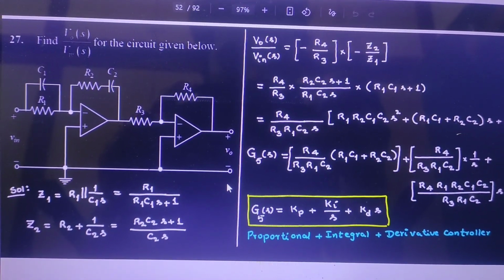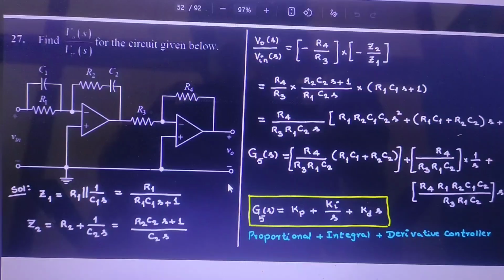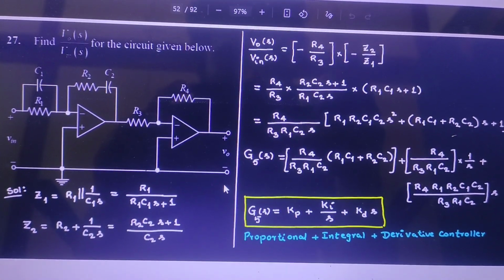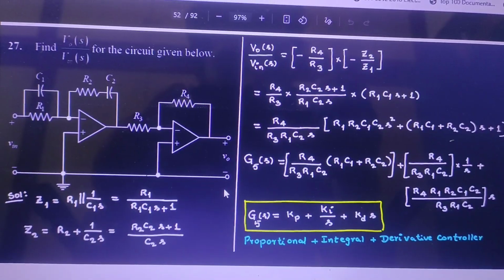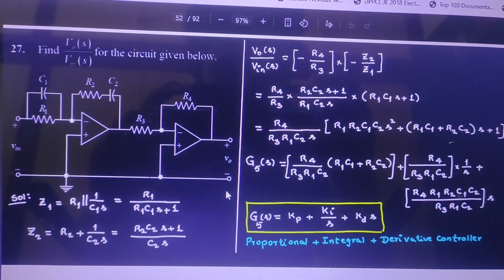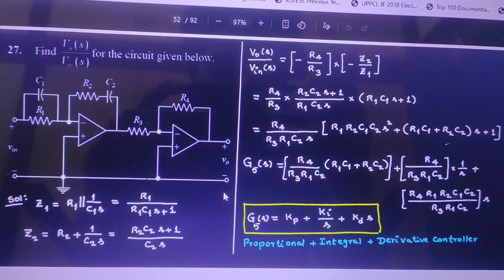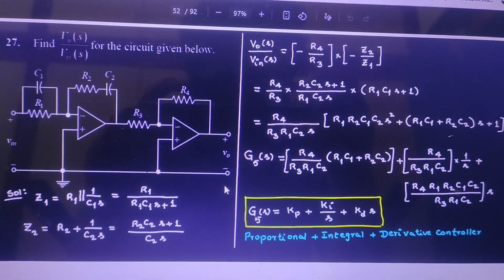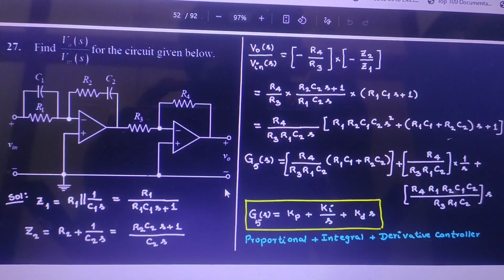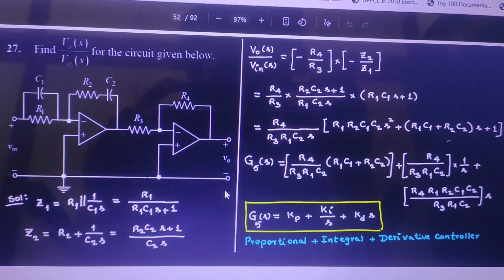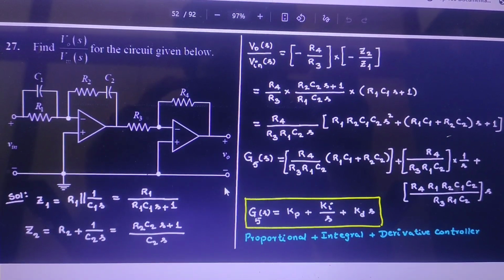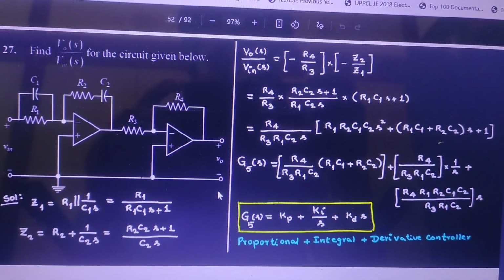So proportional controller plus integral controller plus derivative controller, you can write it as Kp plus Ki by S plus Kd S, where Kp you will write as R4 by R3 into R1 into C2 into R1 C1 plus R2 C2 plus so on. So you will write the overall equation like this.